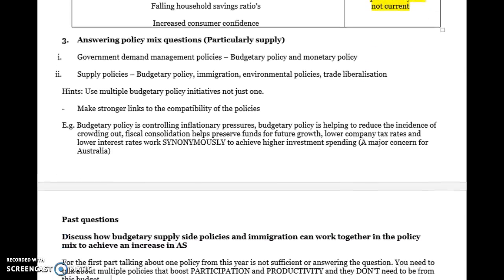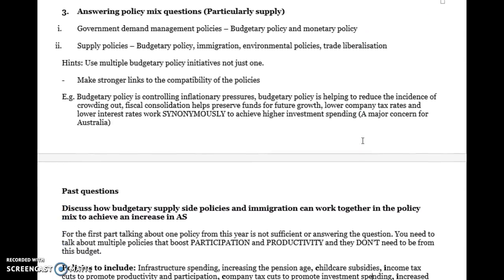All right, answering policy mix questions, particularly supply-side policies. Firstly, it's really important that you know what things actually mean in terms of demand and supply management policies. So the two government demand management policies, if you get asked like that, are budgetary and monetary policy. So if you get asked how government demand side policy is being used to stabilise the economy, you've got to talk about what budgetary and monetary policy would do in a peak and a trough.